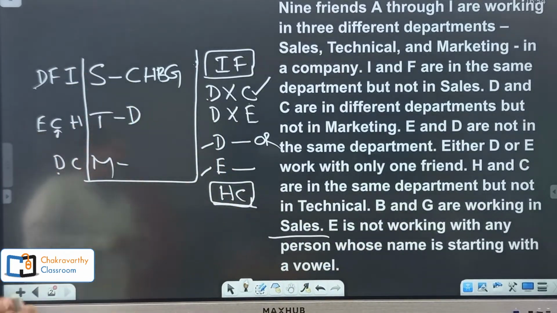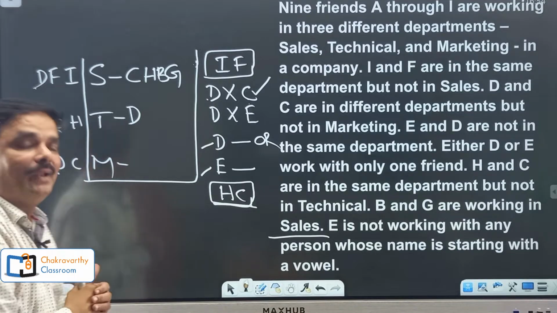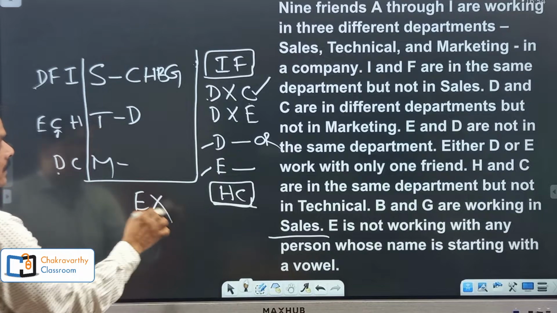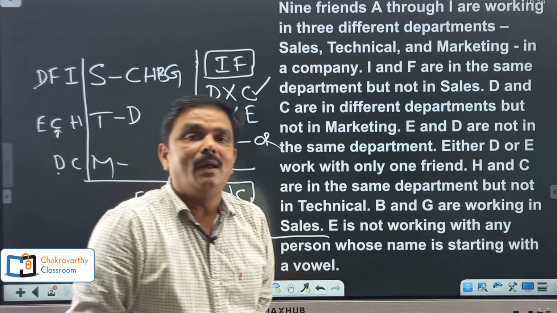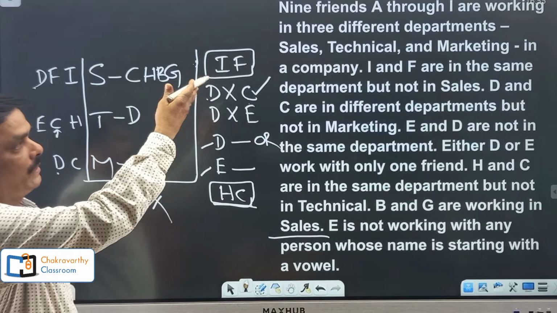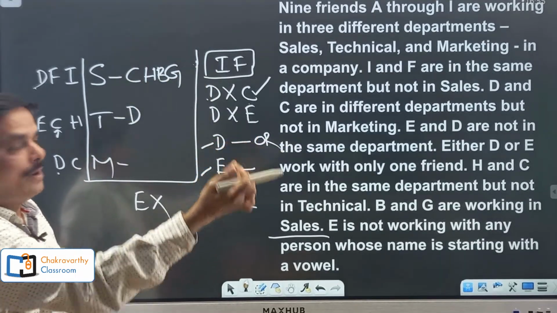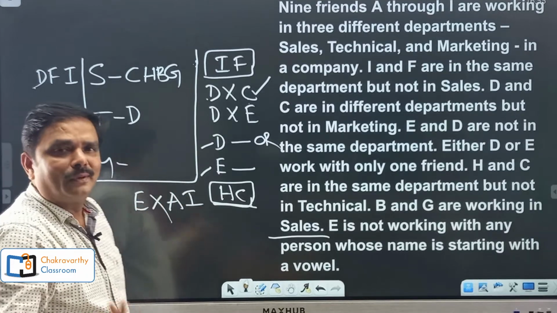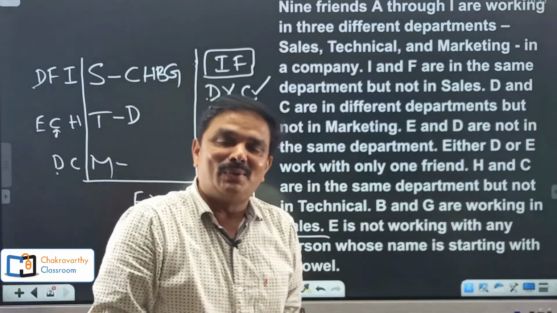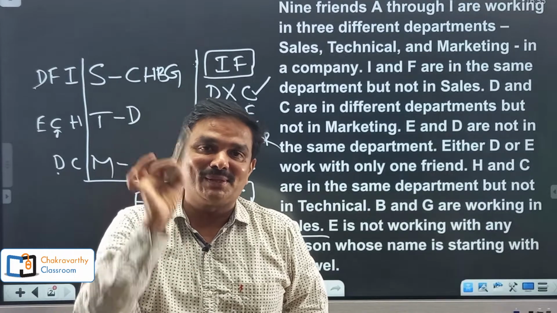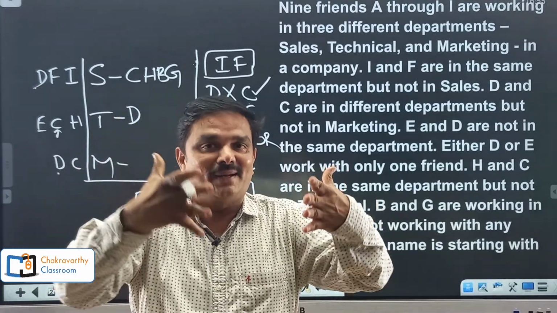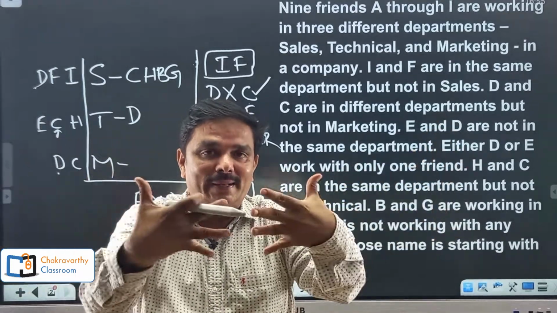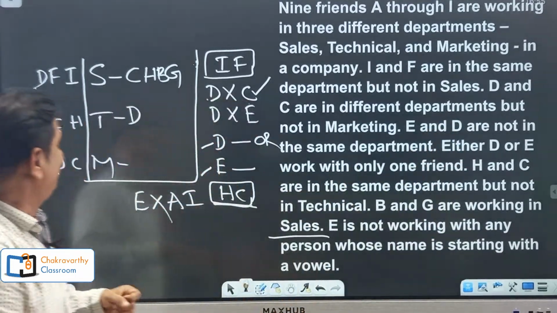E is not working with any person whose name starts with a vowel, they have given. Alright, so E should not work with a person whose name starts with a vowel. How many vowel-starting persons are there? A, E, I. Already E is there. E should not work with A and I. Confirmed. Alright. Now students, your elimination process starts now. You have to focus on that one. Think from all the angles by correlating the data. Have to go for elimination here.